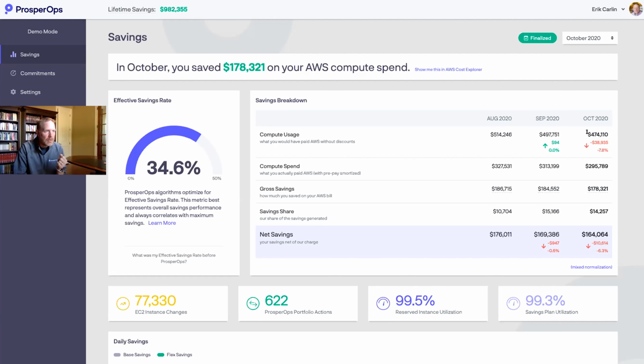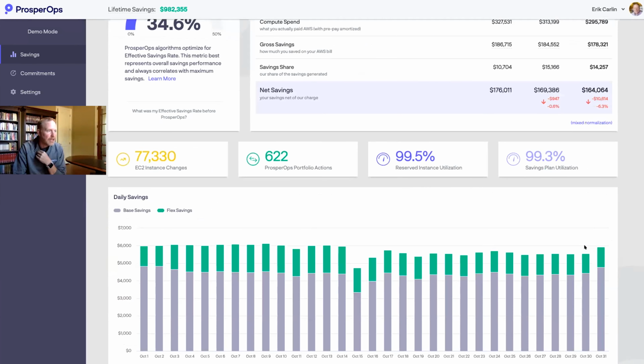This is an interesting month where their usage month over month actually declined. So this is a scenario where their usage dropped almost 8%. And their usage dropped 8%, but their savings only declined 6%. So what that means is their savings declined less than their usage. So their effective savings rate is going to increase month over month. And let me just show you a bit about how that works.